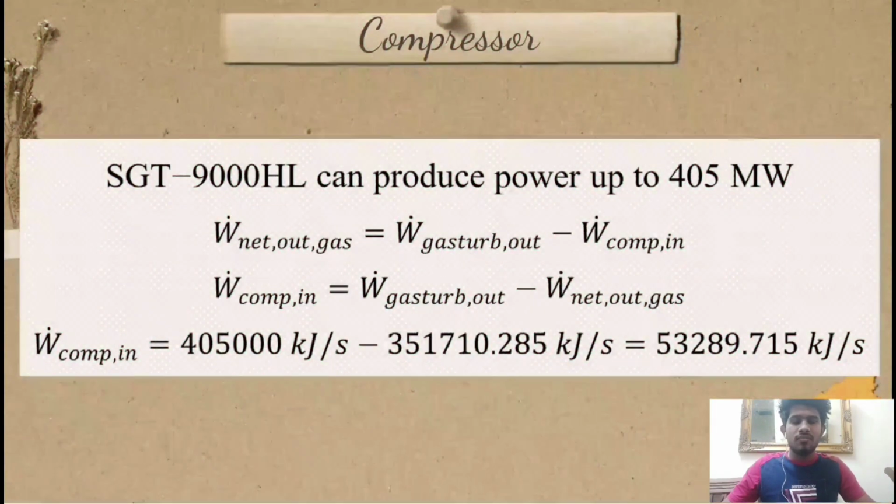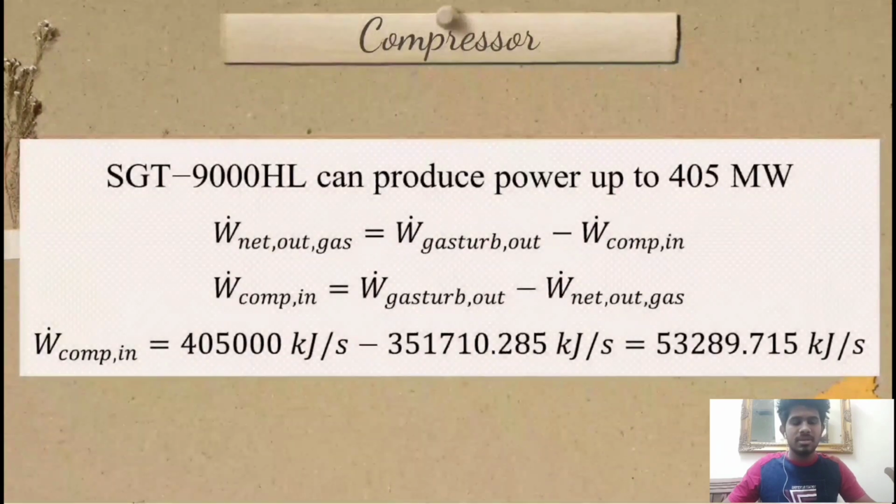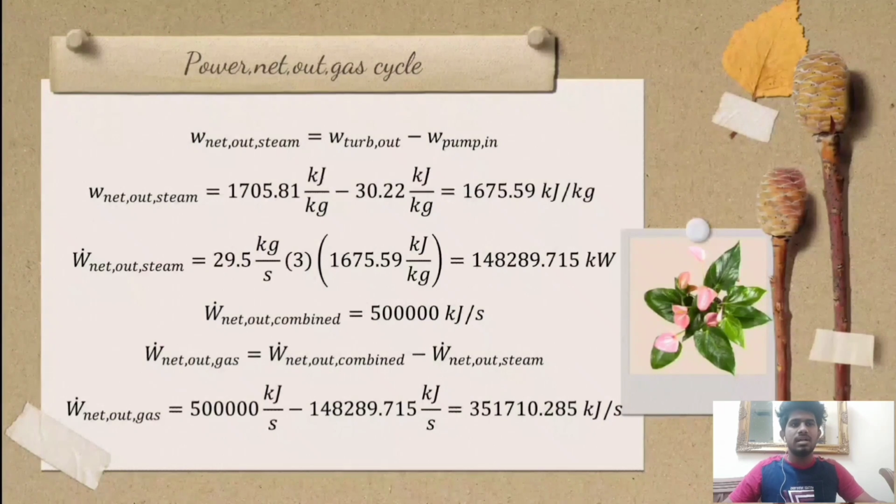Next, the power in of the compressor can be computed by finding the difference between the power out of the gas turbine and the net power out of gas. Thus, inlet power of the compressor is 53 megawatt. The net work out from the steam cycle can be computed by finding the difference between work out from the turbine and work in of the pump. The net power out from the steam cycle can be calculated by multiplying the mass flow rate and the net work out from the steam cycle.